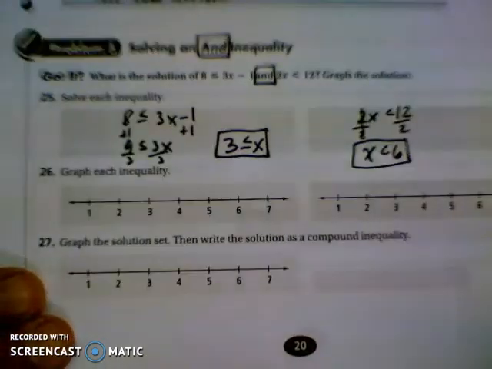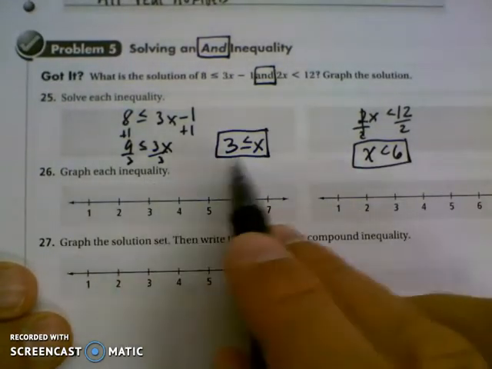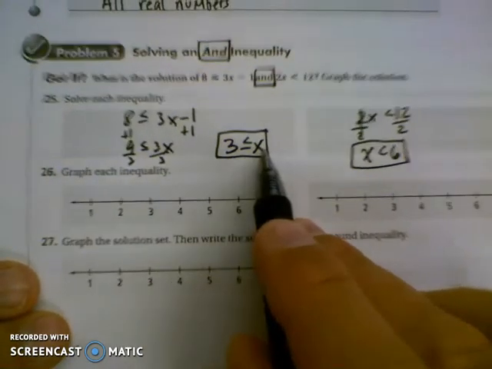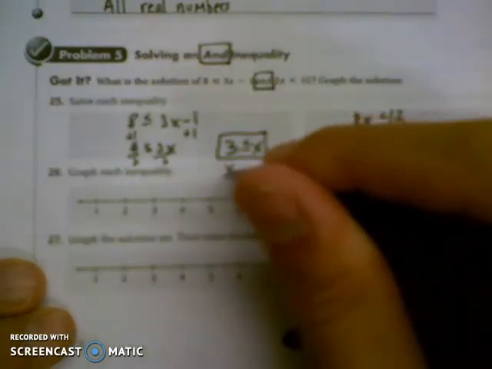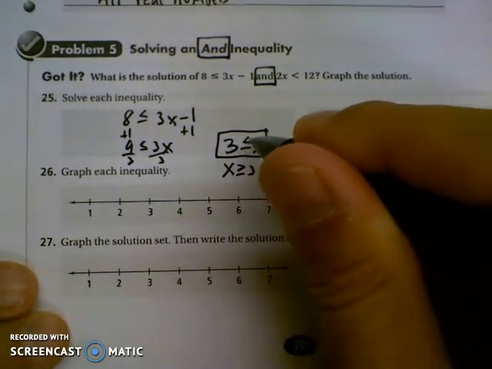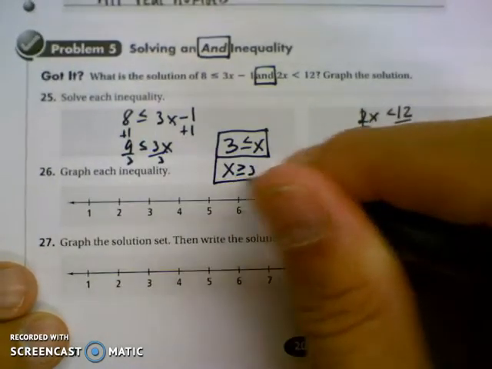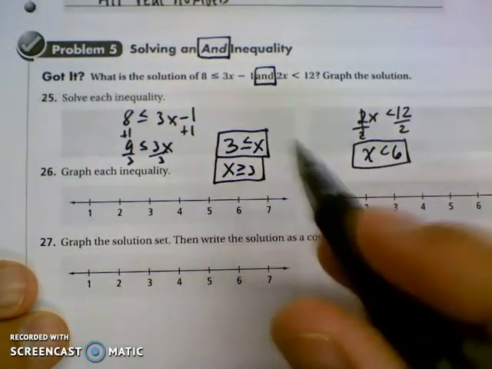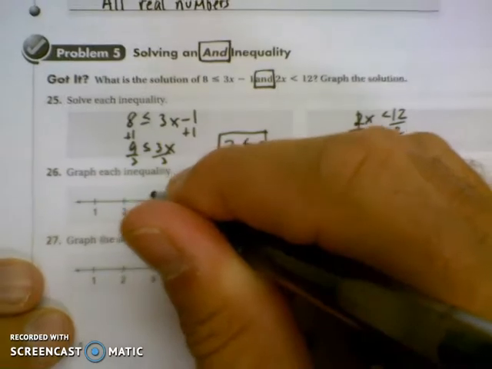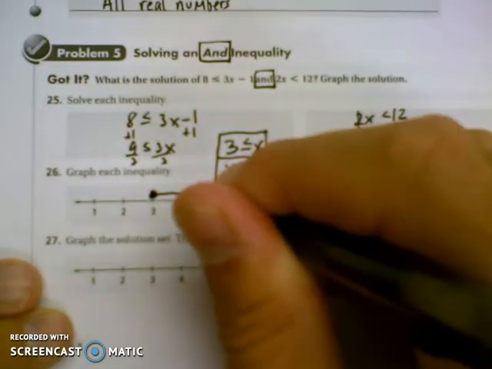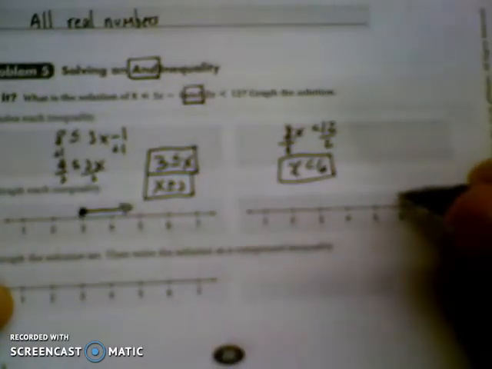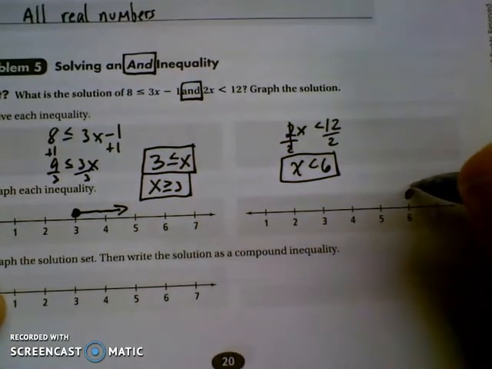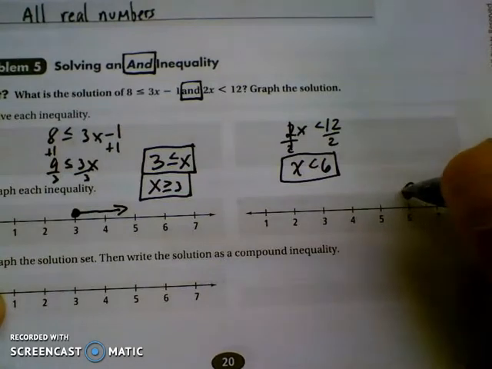So let's graph each one. First one is 3, or x is greater than or equal to 3, right? Let's reverse this one so you can see it better. We reverse the sign and reverse the numbers. So x is greater than or equal to 3. So let's put 3 here. Solid dot. It's all numbers that way. This one is x is less than 6. So let's put 6 here. It's going to be an open dot. I messed up there. Open dot going that way.